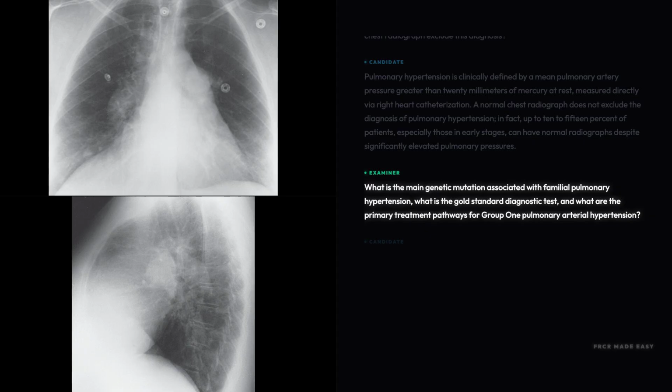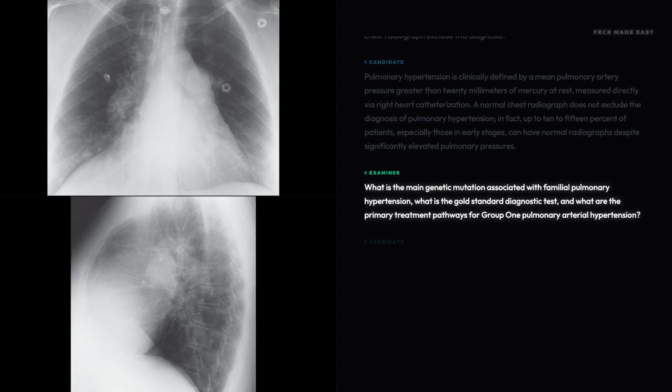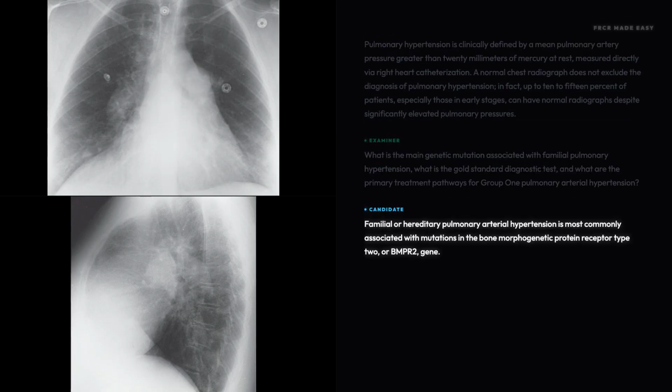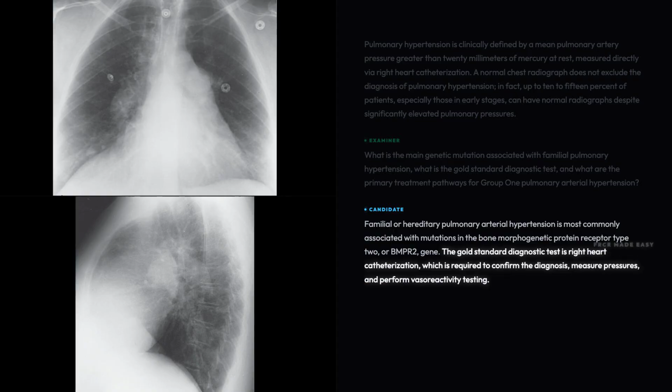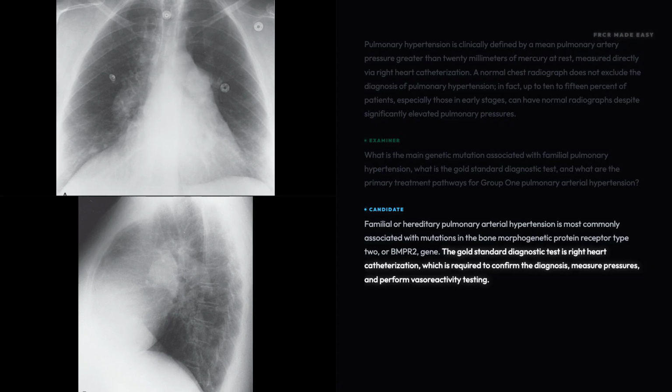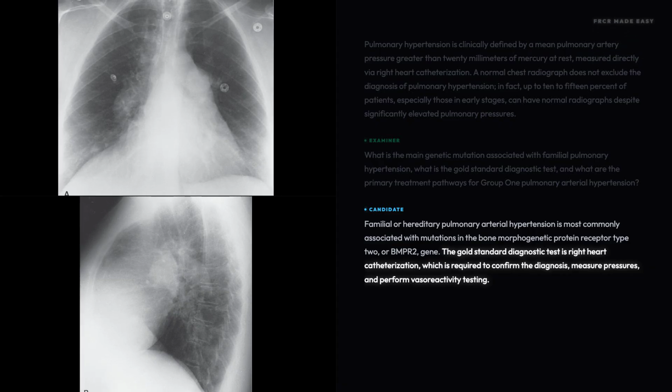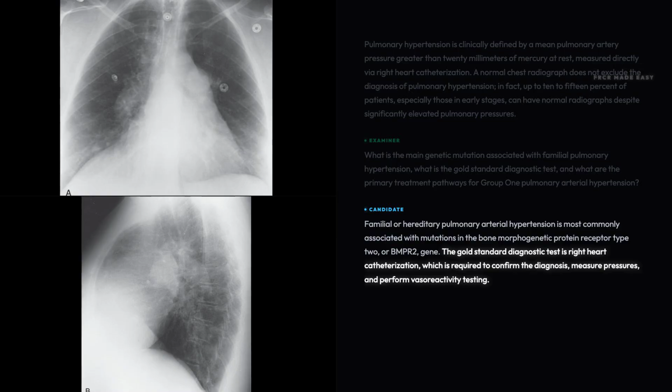What is the main genetic mutation associated with familial pulmonary hypertension? What is the gold standard diagnostic test? And what are the primary treatment pathways for Group 1 pulmonary arterial hypertension? Familial or hereditary pulmonary arterial hypertension is most commonly associated with mutations in the bone morphogenetic protein receptor type 2, or BMPR2 gene. The gold standard diagnostic test is right heart catheterization, which is required to confirm the diagnosis, measure pressures, and perform vasoactivity testing.